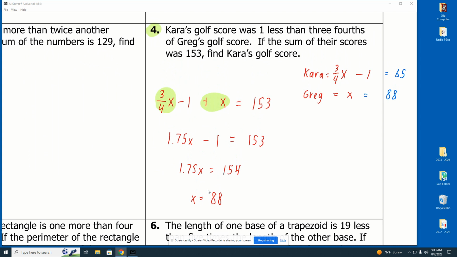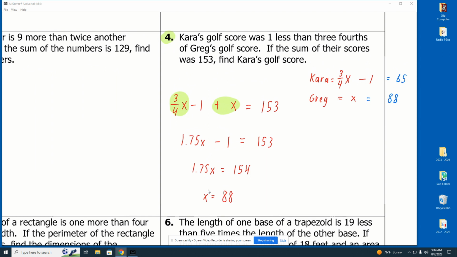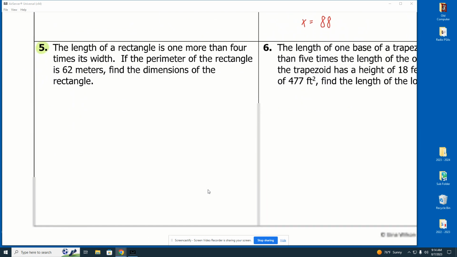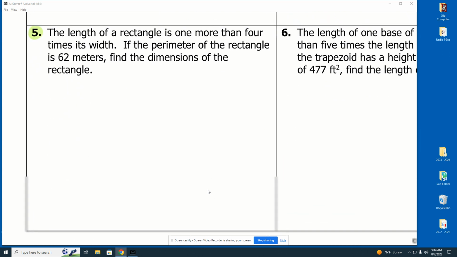Okay, any questions about this one? Alright, let's go down to number 5. Sometimes the problems that you work include you needing to know a formula. Be familiar with a formula. Okay? For example, in this problem, it says the length of a rectangle is 1 more than 4 times its width. We'll worry about that in a second. If the perimeter of a rectangle is 62, y'all know perimeter, right? Find the dimensions of the rectangle.